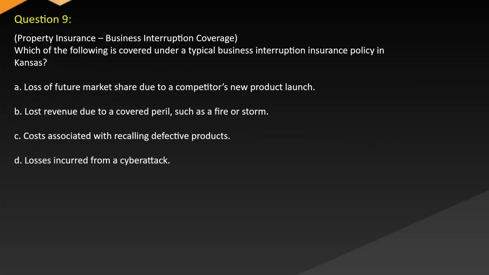Question 9. Property insurance. Business interruption coverage. Which of the following is covered under a typical business interruption insurance policy in Kansas? A. Loss of future market share due to competitors' new product launch. B. Lost revenue due to a covered peril such as fire or storm. C. Costs associated with recalling defective products. D. Losses incurred from a cyber attack.